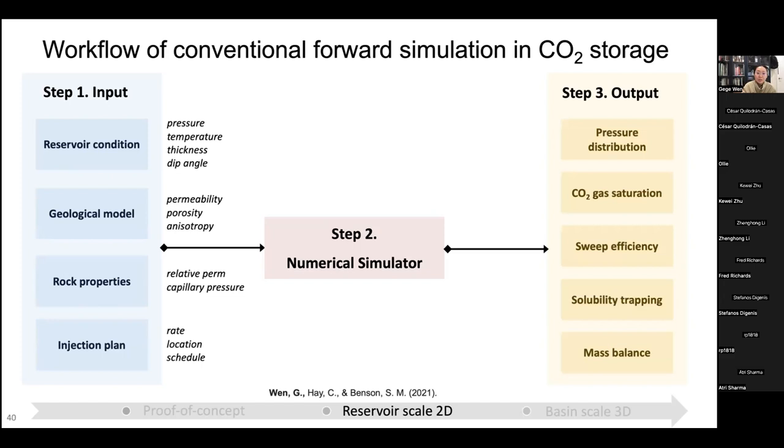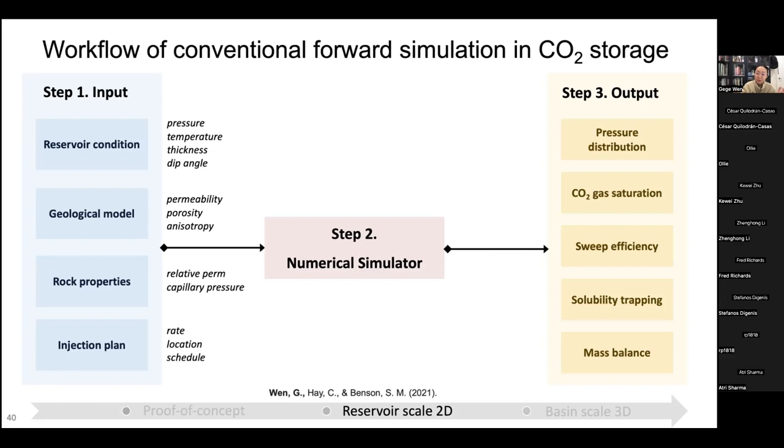And for output, what we care about in a CO2 storage problem is typically the pressure distribution, the gas saturation distribution, the sweep efficiency. And also there's something called solubility trapping. Solubility trapping defines how much CO2 has dissolved in the formation fluid. And we want to calculate that percentage, because a higher solubility trapping means the CO2 is more safe and secure in the subsurface. And also we have the mass balance. Is the amount of CO2 in the reservoir the same mass as the amount of CO2 that we inject? If these two match, we know that our simulation is pretty accurate.